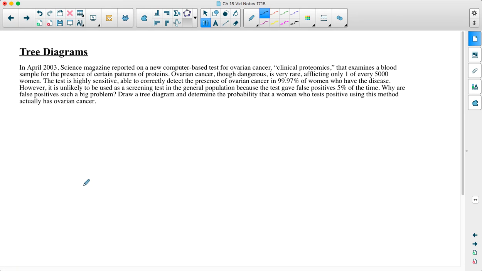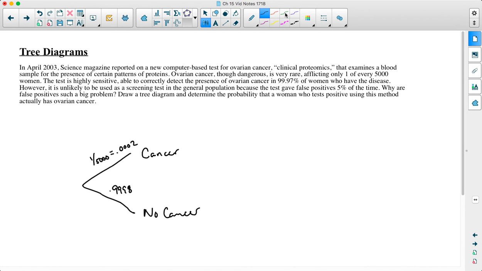So what we're going to do is start off, and a tree diagram goes through the possible branches. The first thing is we know that cancer and then no cancer are two options. This is 1 out of 5,000, which if I wanted to could be 0.0002. And then this is obviously 0.9998. So that's the chances you have no cancer. This is the chances that you do have cancer.